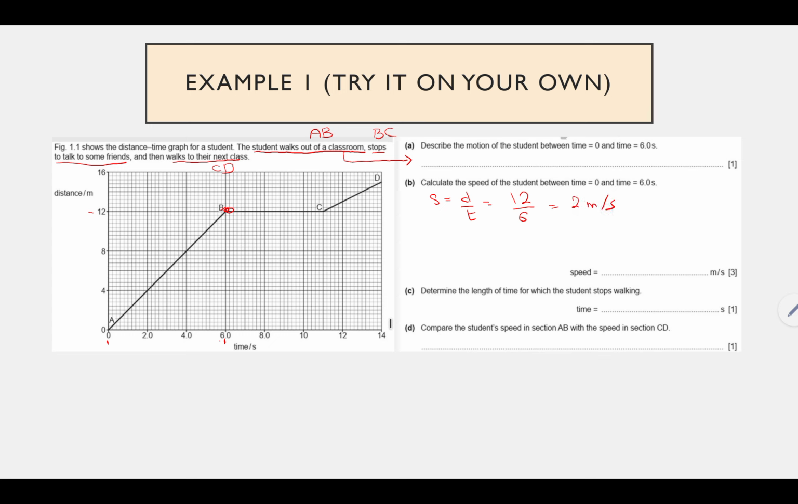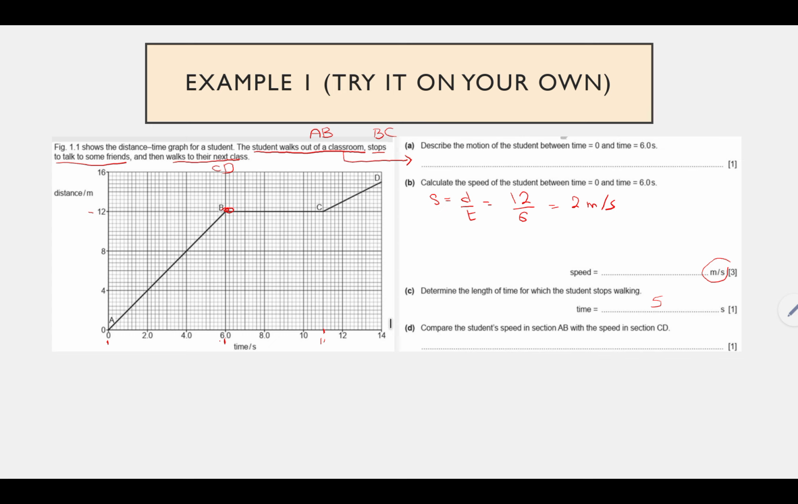For the next part, determine the length of, and they already gave me the unit, which we're good with. Determine the length of time for which the student stops walking. When did we say he stopped walking? From B to C. How long did that take? We started at 6 and it stopped here between 10 and 12, which is at 11. So how many seconds are these from 6 to 11? We have 5 seconds.